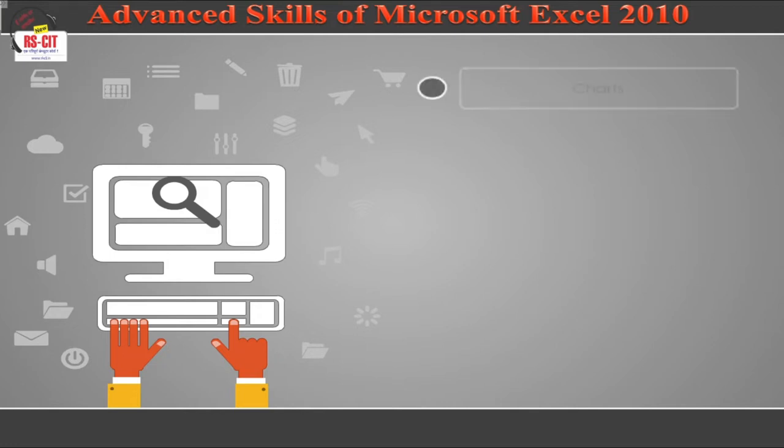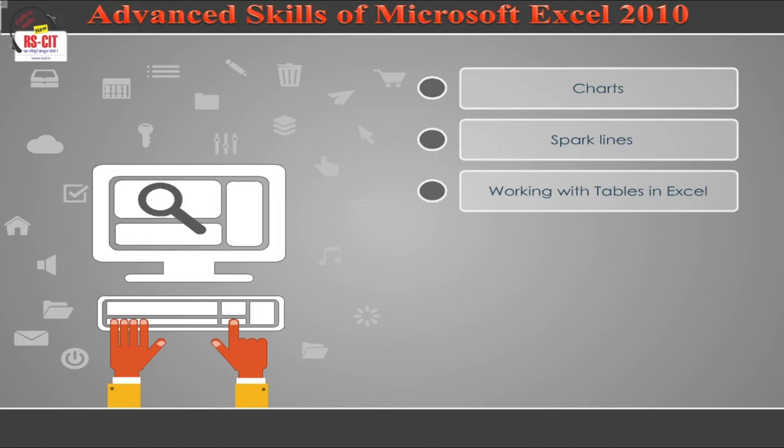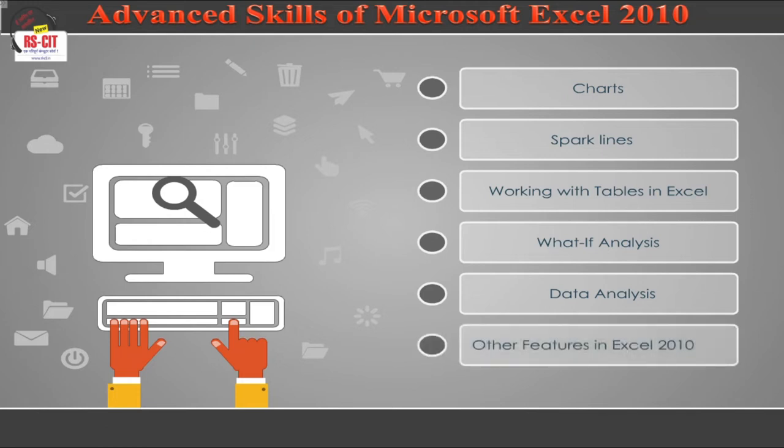This chapter will cover charts, elements of a chart, chart types, selecting the right chart type, creating a new chart, modifying and formatting a chart, sparklines, creating sparklines, modifying sparklines, working with tables in Excel, what-if analysis, scenario manager, goal seek, data analysis, pivot tables, introduction, creating and editing a pivot table, pivot charts, other features in Excel 2010, slicers, conditional formatting, working on duplicates, text to column wizard, and protecting a worksheet.